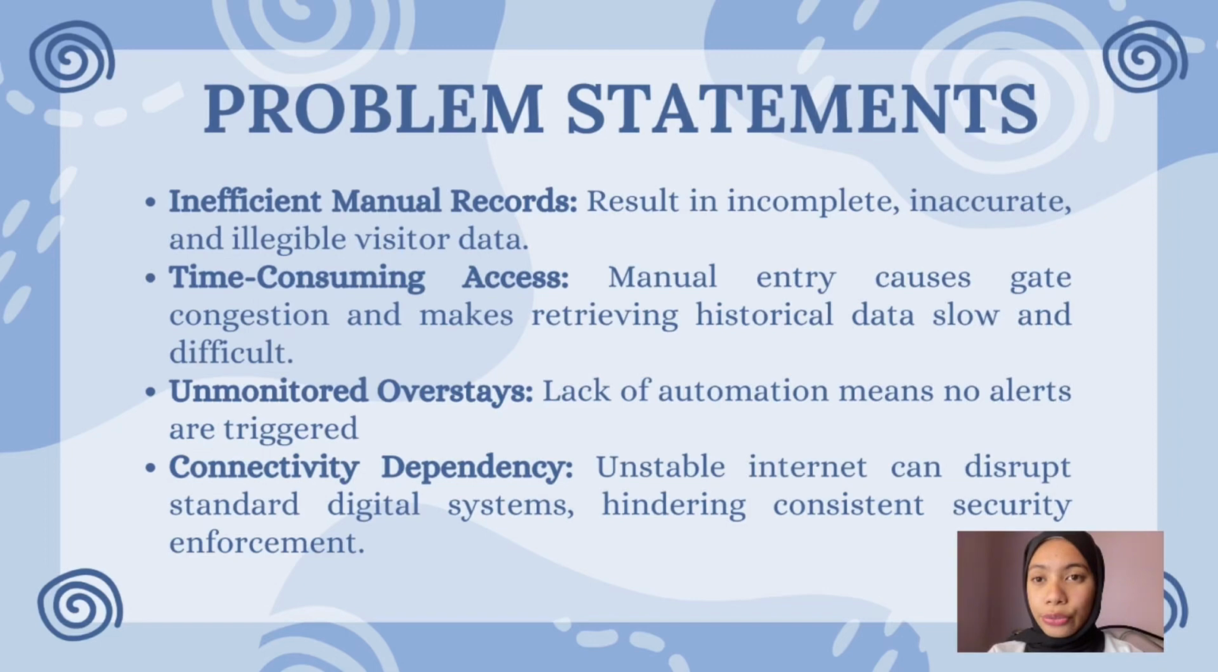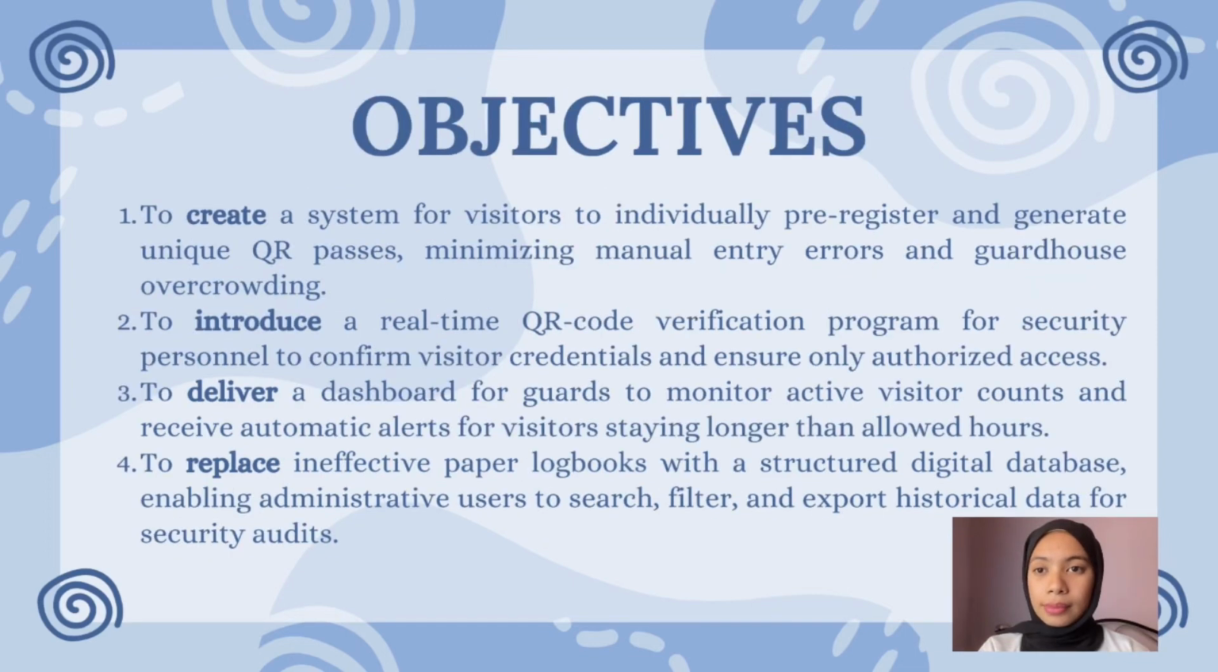We noticed four big problems with the current manual ways of doing things. First, paper records are just messy, often incomplete or even unreadable. Second, manual entry is slow, which causes traffic jams at the gate. Third, there's no way to track if a visitor has overstayed their welcome because there are no alerts. Finally, standard digital systems can fail if the internet is unstable, which creates a huge security gap.